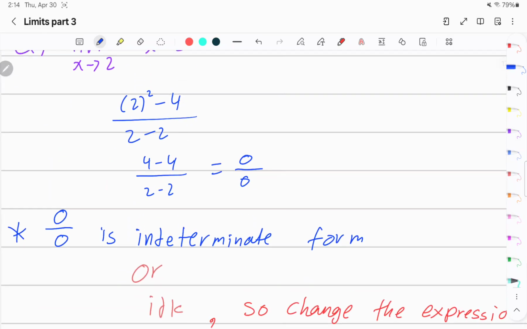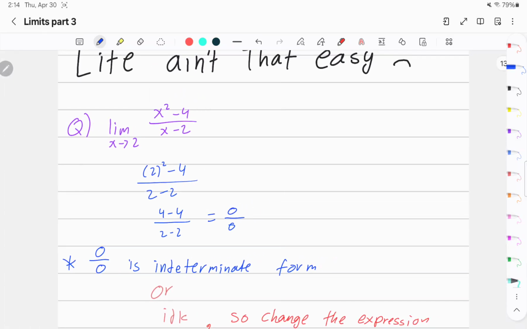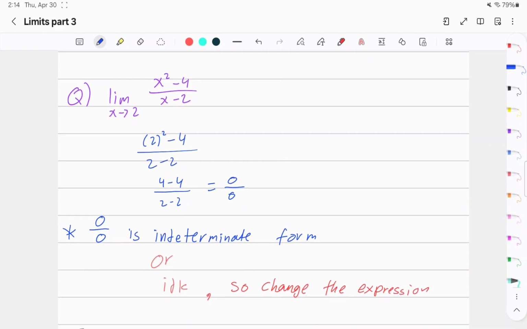Now, half of you might think, 0 over 0, oh wait, it's 0, right? No. Unfortunately, 0 over 0 is not 0. It's an indeterminate form. In other words, you're saying, I don't know what the limit is. So should we just say indeterminate form? No. We have to change the expression so we can get some sort of value for the limit. And how do we do so?